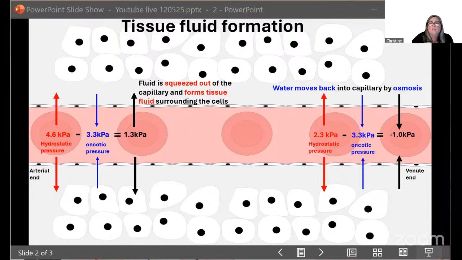When we get to the venular end, because we're further away from the beating of the heart, the pressure is less than it was at the arterial end, it's lost water, that pressure has changed. That therefore means that the water is going to move back into the capillary. And the reason it moves back into the capillary is because my hydrostatic pressure is lower than my oncotic pressure. So it's really important that you get that wording right.